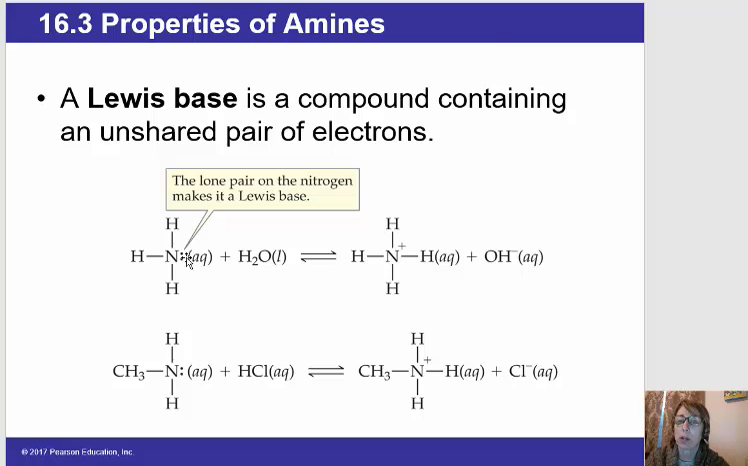Ammonia accepts a proton from water, and methylamine accepts a proton from hydrochloric acid. And then they also both act as a Lewis base in that they donate their electron pair to the proton. So on the product side, we see the quaternary ammonium ion and hydroxide for the reaction of ammonia and water, and then below we see the quaternary ion with the anion of chloride.